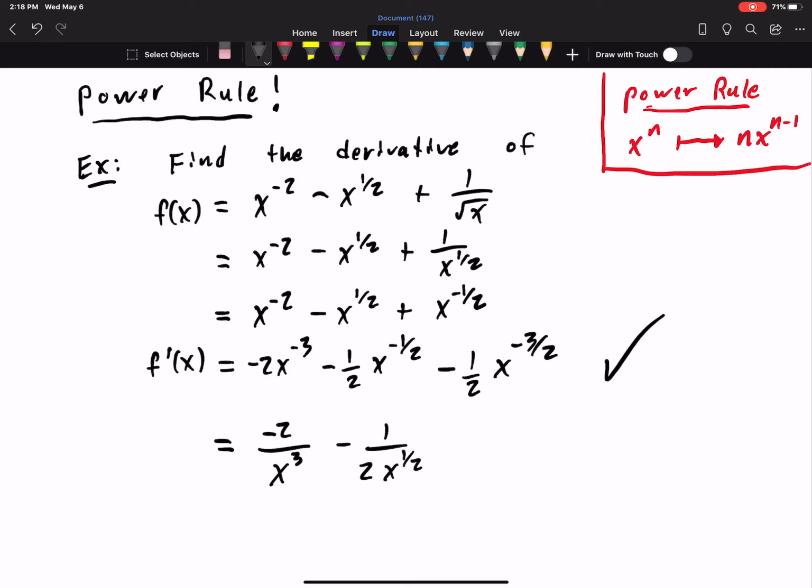Okay. And then this third term is going to be -1 over 2 times x to the 3/2 power, +3/2. Sure, you could turn these into radicals. I would stop here.